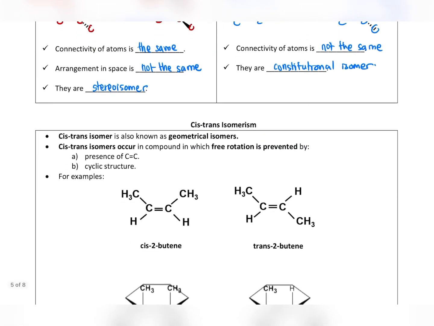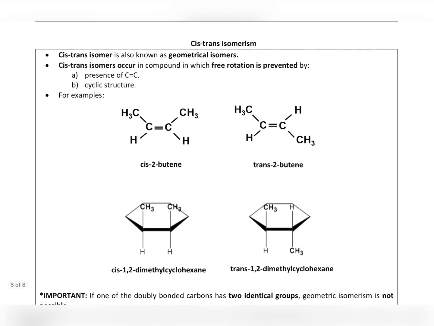Right. Next, we go to cis-trans isomerism. That means we now start to discuss stereoisomers themselves, starting with cis-trans isomers. Cis-trans isomer is also known as geometrical isomer. I already mentioned this earlier. Cis-trans isomerism occurs in compounds in which free rotation is prevented. There is a condition: not everything has cis-trans. The condition is that it must occur in compounds where free rotation is prevented.